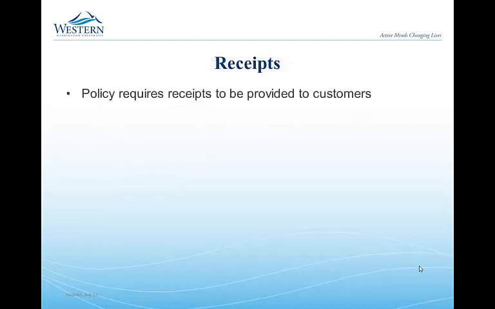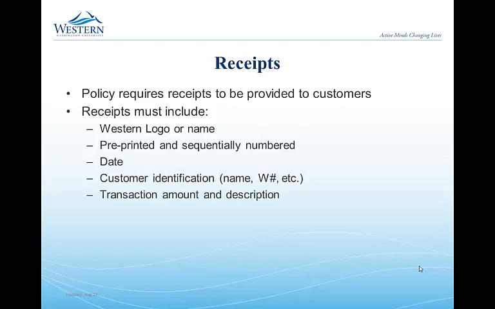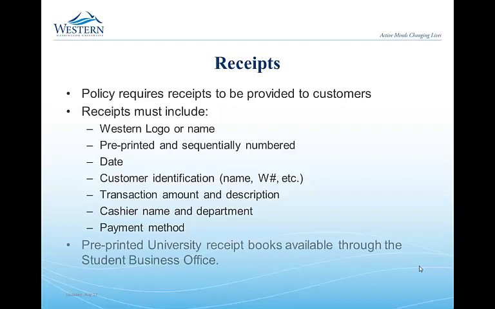University policy dictates that a receipt be provided to the customer. Receipts must contain the following information: Western logo or name of the university. They should be pre-printed and sequentially numbered. They should have the date, who the cash was received from, the amount of the cash, what it was received for, the name of the person receiving the cash, their department, and finally indicate what kind of cash was received: check, currency, or credit card. Standardized manual receipts can be obtained from the cashiers in the student business office.